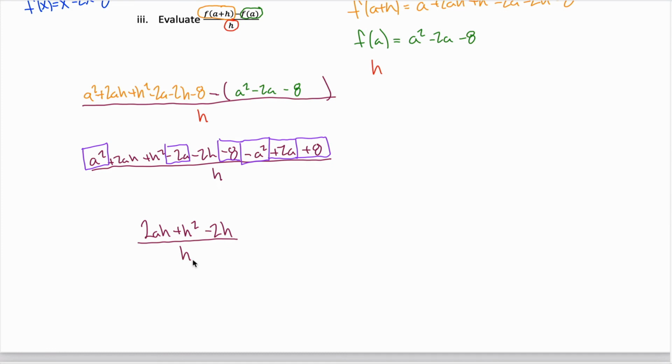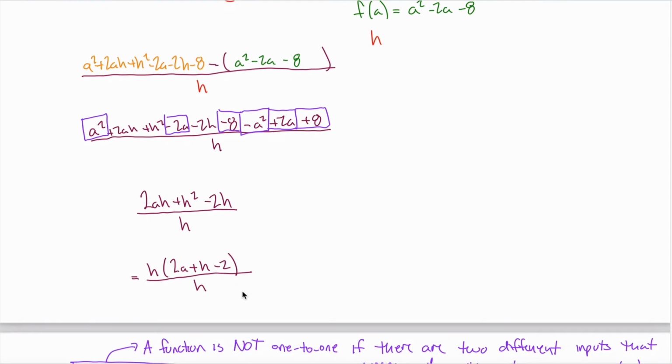Now I can cancel out this h. Because each of the terms in the numerator has an h, I can take one of those h's from each of the terms and cancel it with this h. Or maybe it's easier to see if you factor out an h from the 3 terms in the numerator. Convince yourself that the numerator here is the same as this expression here. Now I have h times all this stuff divided by h. This h and this h cancel. And what I'm left with as my final simplified answer is 2a plus h minus 2.